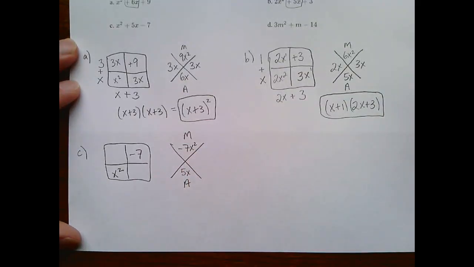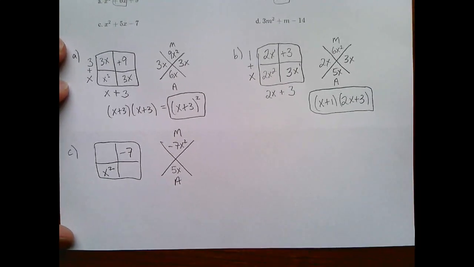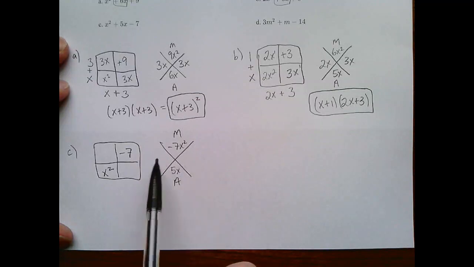So now, can I find two numbers that multiply to negative 7 and add up to 5? What are the only two numbers that can multiply to negative 7? Well, either it would have to be 7 and negative 1, or negative 7 and 1. If I took negative 7 and positive 1, they would add up to negative 6, which is not the same thing as 5x. If I took 7 and negative 1, it would add up to positive 6, which is also not the same thing as 5x. So in this case, there are no two numbers that are going to satisfy this.